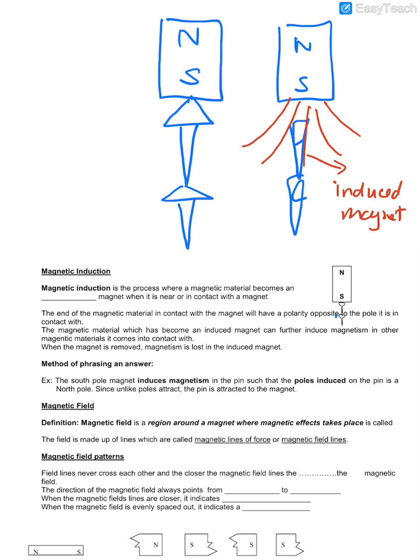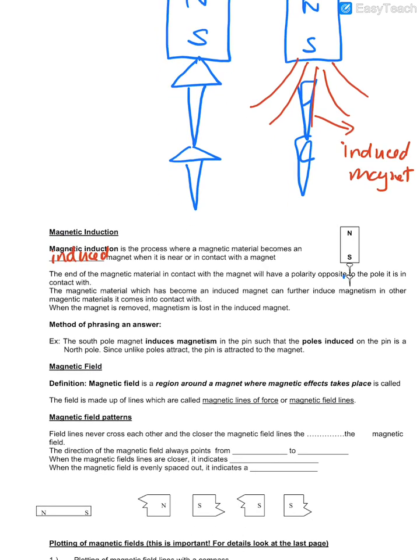So the word induced magnet, what does it mean? It simply induces magnetism into it, right? So the definition is the process when a magnetic material becomes an induced magnet when you place it near or in contact with a magnet. Okay? Then all this is very, very obvious. I think all of you know.